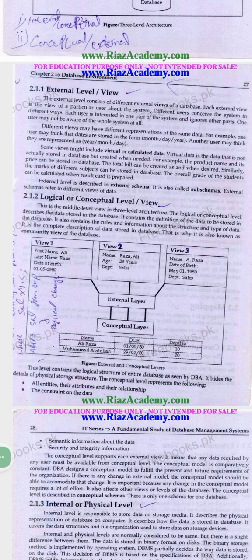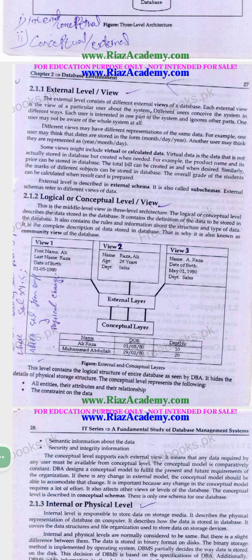For example, imagine you are a bank customer. You can log in and check your account and balance, but you cannot see the other customers' balances. So this is basically a relevant example of the external view.